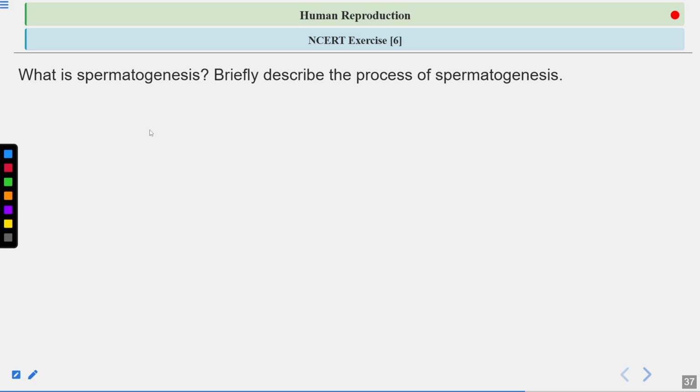Now the next one: what is spermatogenesis? And you have to briefly describe the process of spermatogenesis. So let's have a look at the answer for this question.